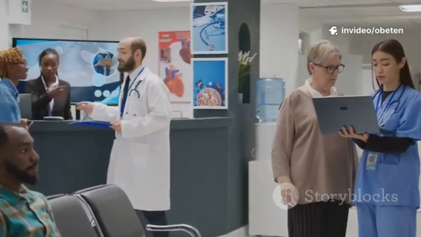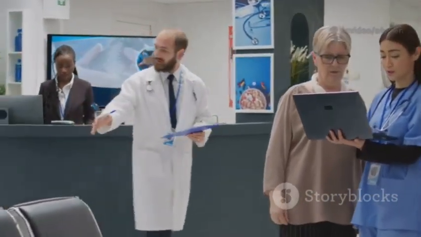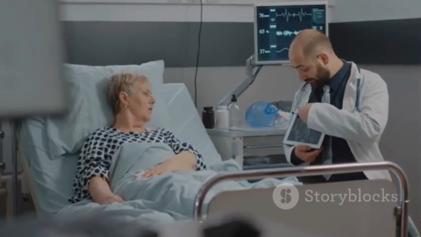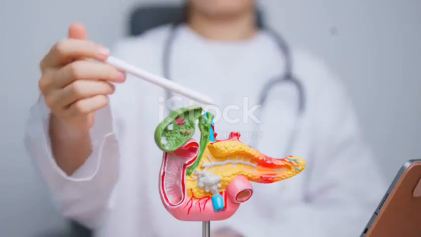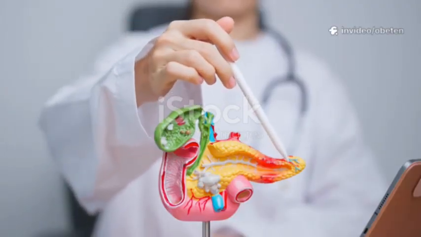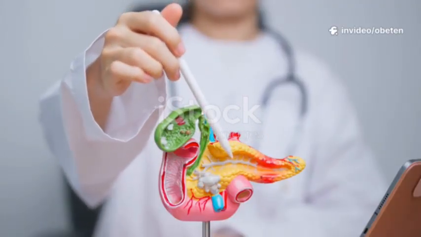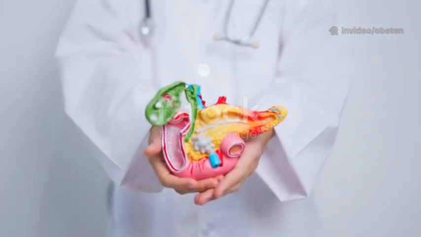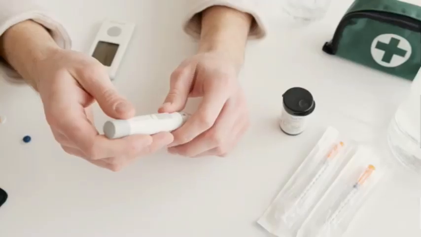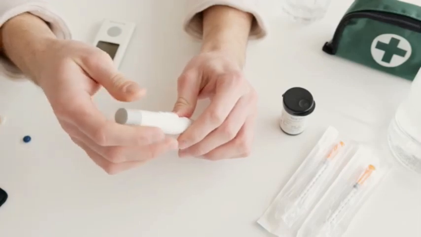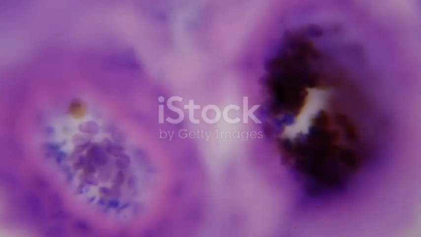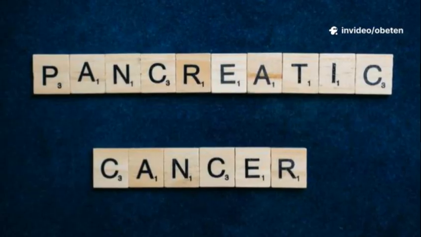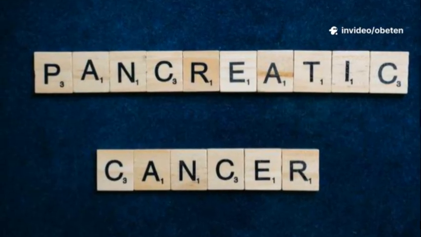Pancreatic cancer is, honestly, one of the most aggressive and deadly cancers out there, and that's largely because it's just so difficult to detect in its early stages. It begins in the tissues of the pancreas, which is an organ that sits deep in the abdomen behind the stomach. The pancreas really has two main jobs. It produces enzymes to help with digestion, and it also makes hormones like insulin that regulate our blood sugar. Cancer can develop in either the enzyme-producing, or exocrine, cells or in the hormone-producing, or endocrine, cells.